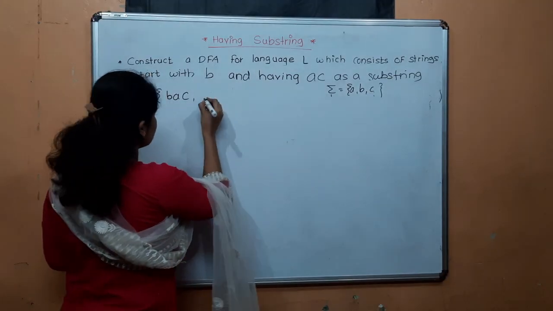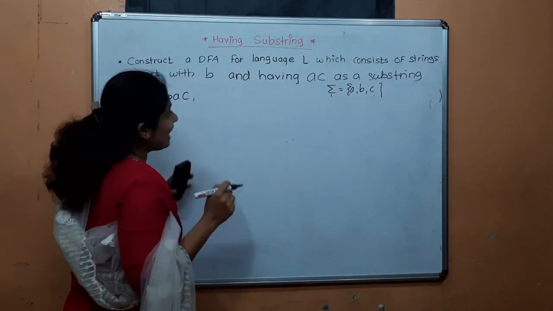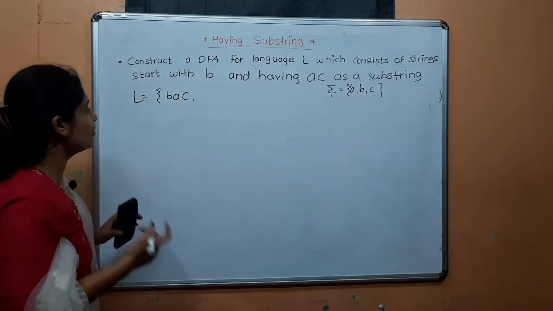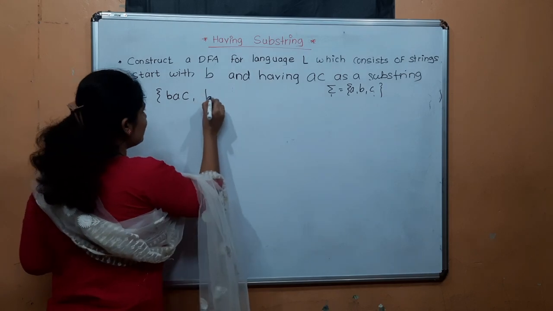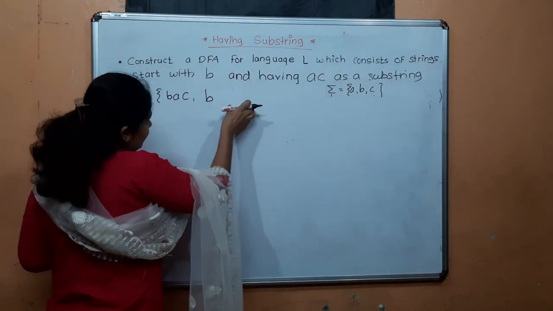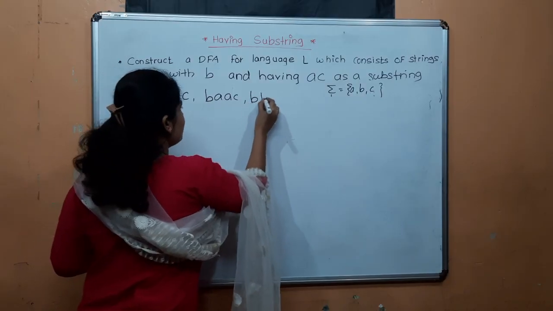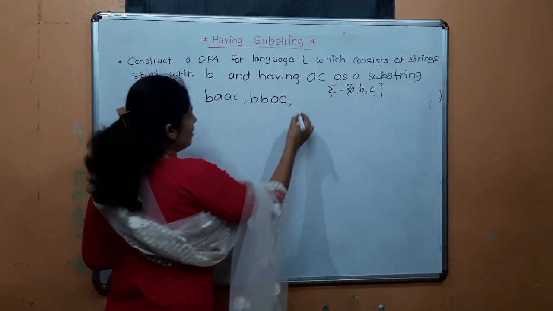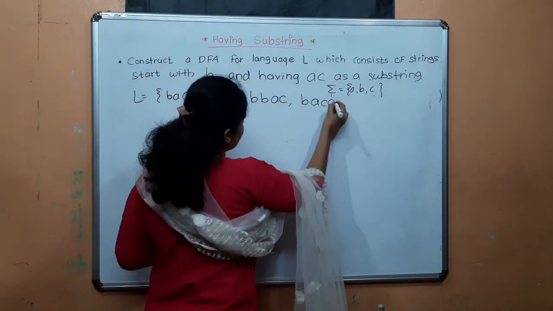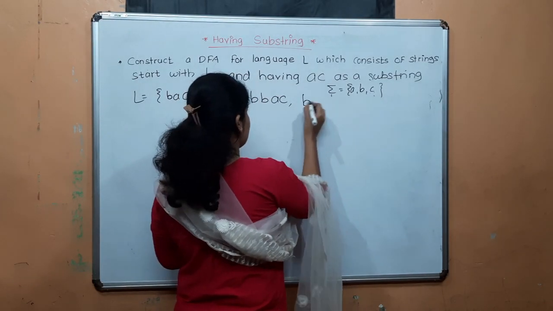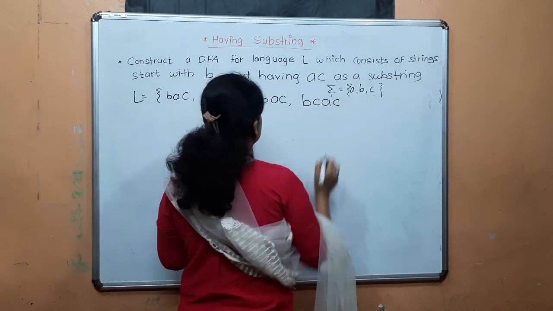Then it cannot start with any symbol. Okay, starts with only B. In between starts with and having, number of A will occur, number of B will occur, or it can end with either A or number of C will occur, B, C, A, C.